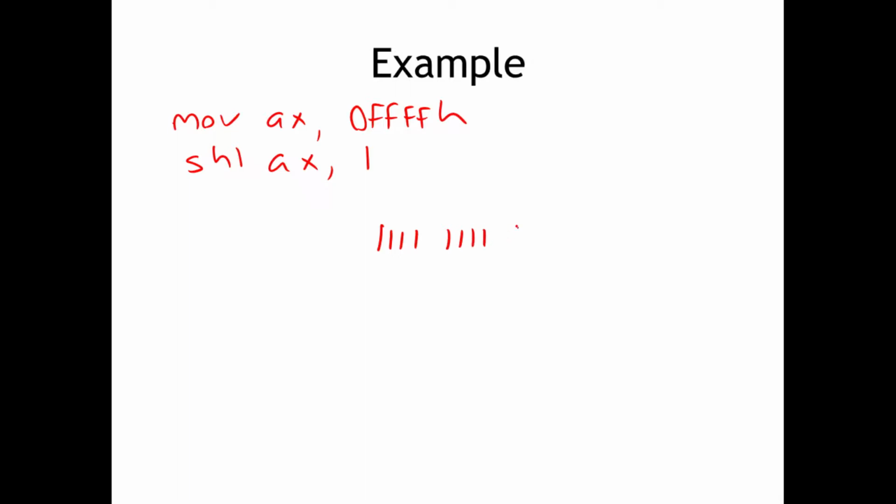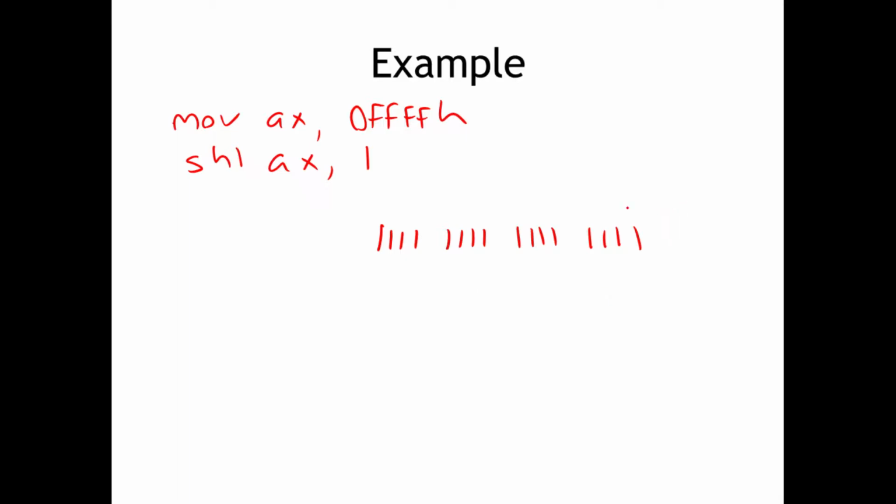Okay, so let's look at a relatively simple example. Let's say that we move into AX the value FF hex. And then after we do that, let's say that we shift left AX 1 bit. It helps to look at that in binary. So how would we write that in binary? Well, we'd have all 1s. Now what happens when we shift?